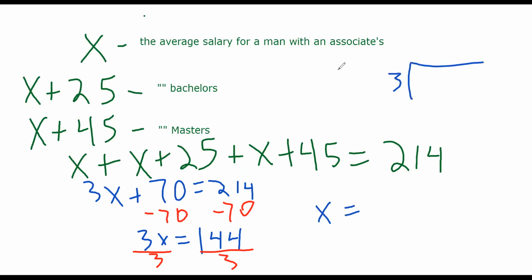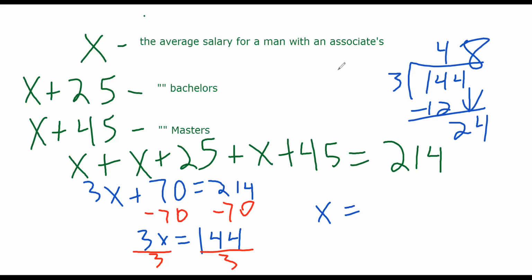So we need to do 144 divided by 3 to get what we need. You're going to end up with 48,000. Now that ain't a bad amount of money.